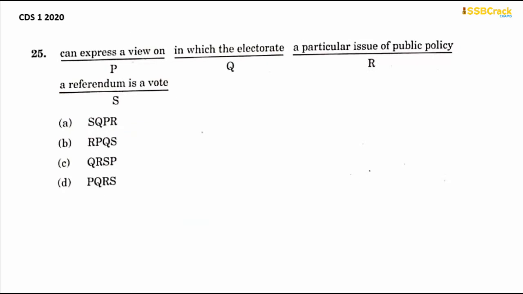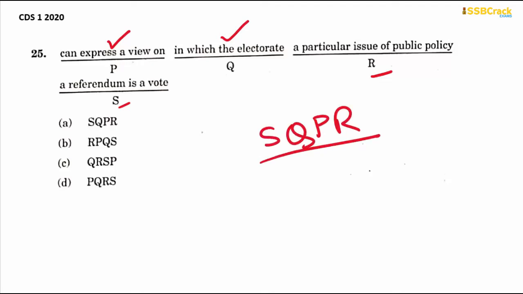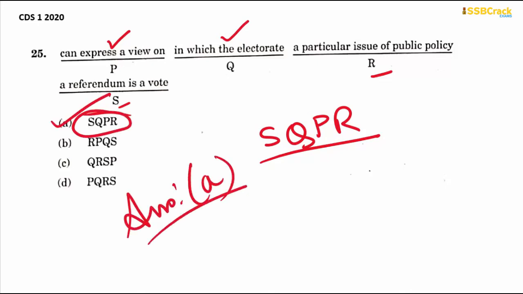Next question. Okay, again here, a referendum is a vote. We cannot start with "can express a view on", "in which the electorate". Okay, we can either start with "a particular issue of public policy" with R or S. So let's start with S. A referendum is a vote in which the electorate can express a view on a particular issue of public policy. See, easy and correct. SQPR. This is the combination. You have found that out in option A already. So this is our answer, option A.